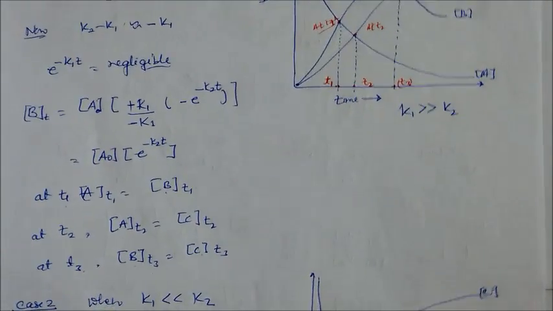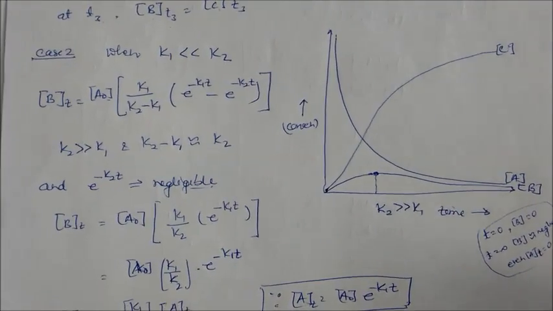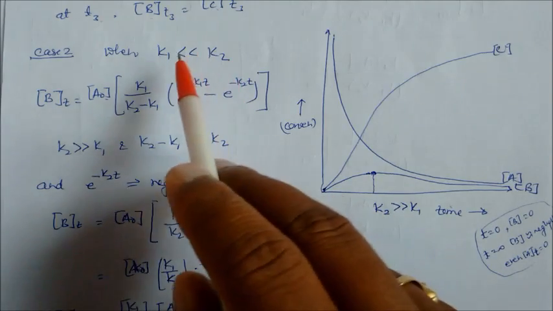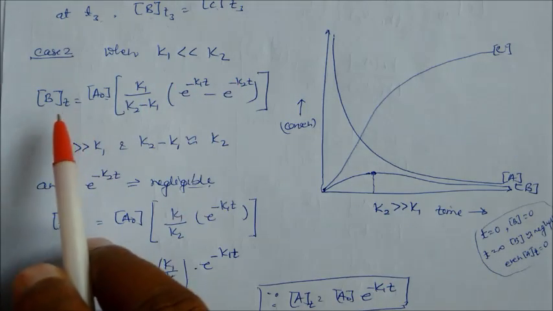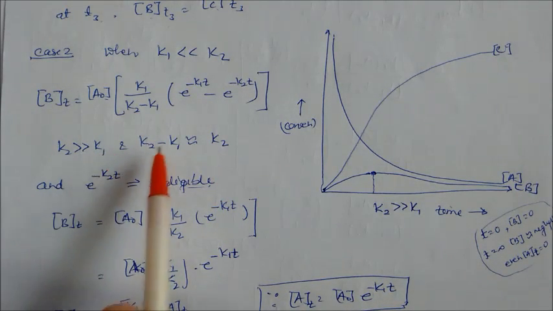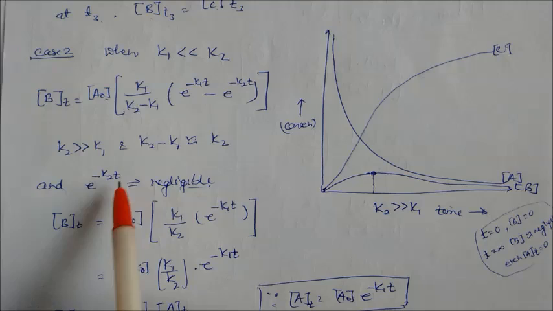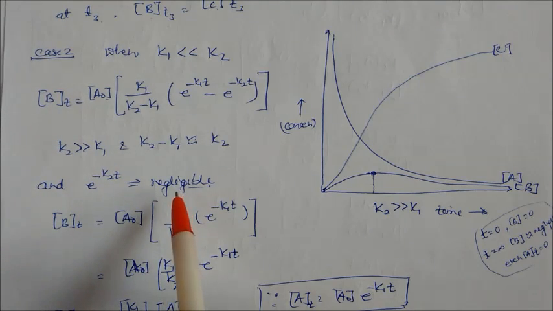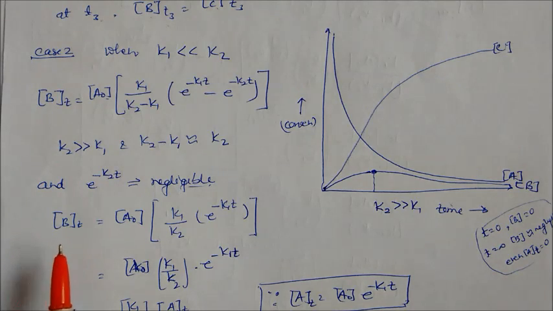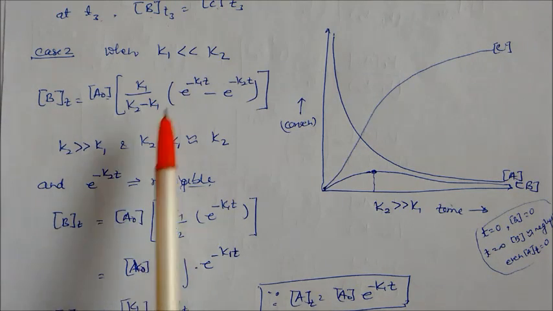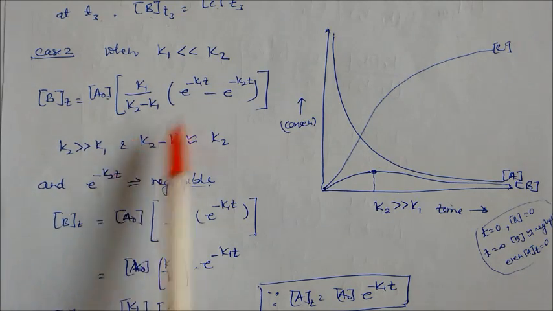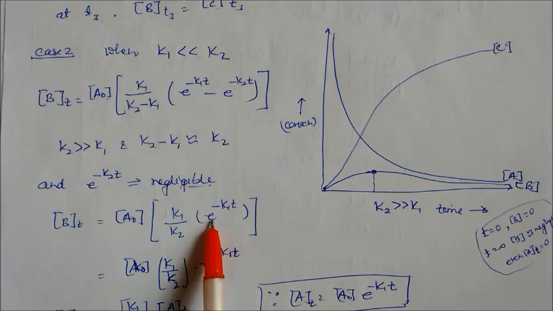Now the second case is when k1 is very much less than k2, meaning the rate constant k2 is greater than k1. So again this is the value of b at any time. Since the value k1 is very small compared to k2, we can write k2 minus k1 as almost equal to k2, and this whole exponential part will be negligible. So the concentration of b at any time t is equal to a naught k1 by k2, into e to the power minus k1 into t.